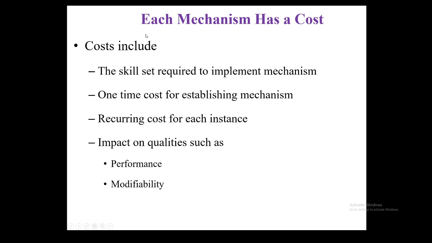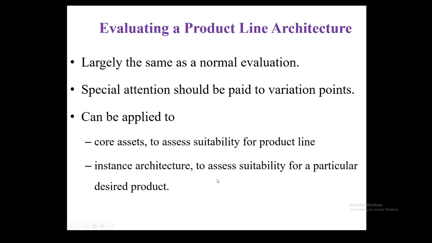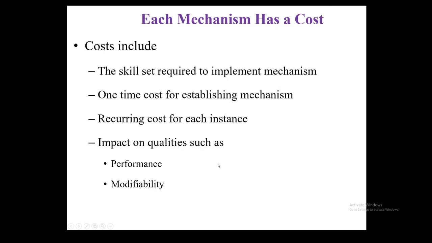So each mechanism will have a cost, right? So what is the cost of each mechanism? What kind of person is needed to implement that particular mechanism? That is the skill set. And one-time cost for establishing a mechanism. To implement that skill, we need a person, right? So what kind of person do we need to recruit? Next, recurring cost of each instance. So for example, if more servers are added, what will be the cost of it? Where will this impact be felt? Performance and modifiability. Okay, so each mechanism will have a cost.